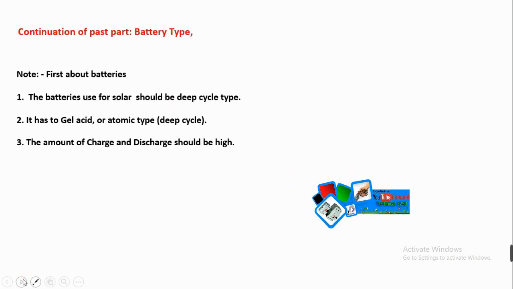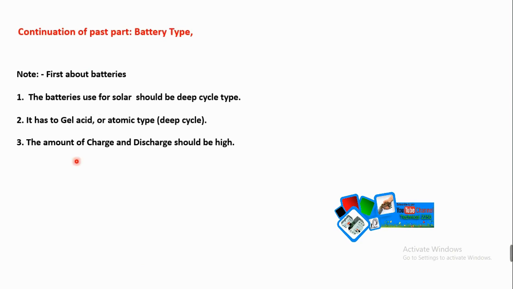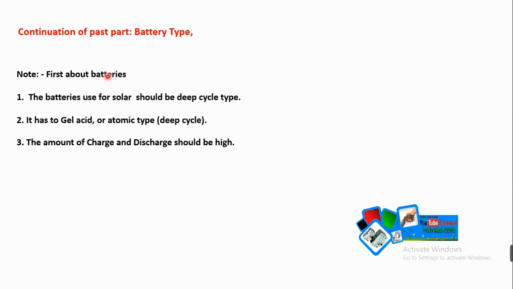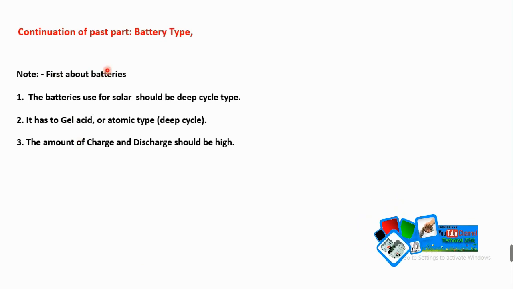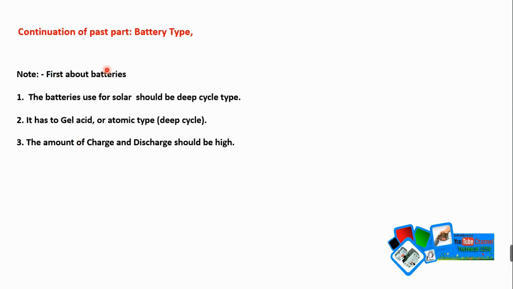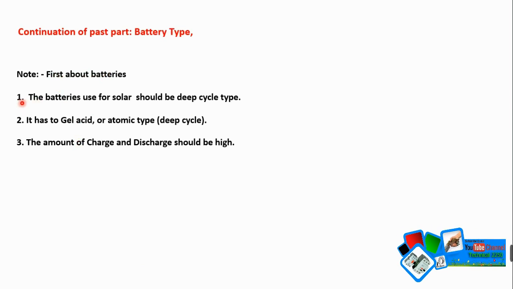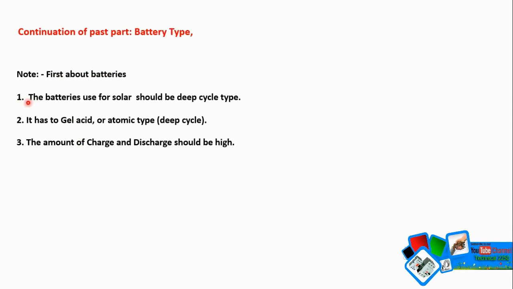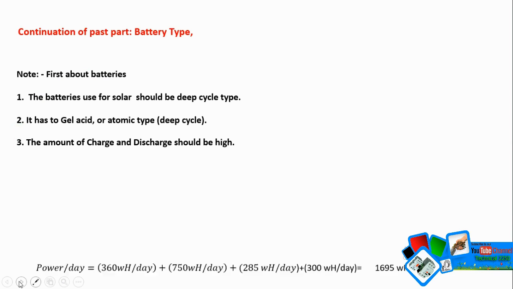Continuation of the past part, battery type. Note, first about batteries. 1. The batteries used for solar should be deep cycle type. 2. They should be gel acid or AGM type, deep cycle. 3. The amount of charge and discharge should be high.